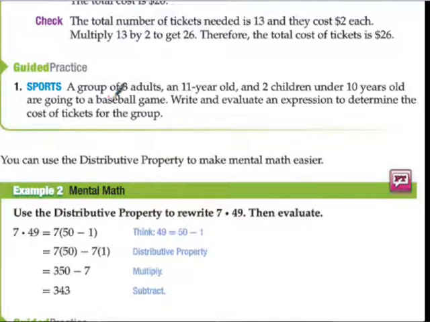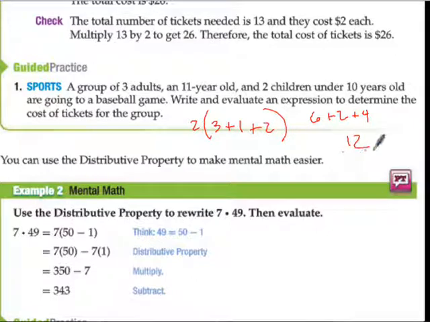All right. So if we have 3 adults, an 11-year-old, and 2 children under 10 going to a baseball game, write an expression to determine the cost of the tickets for the group. So we have 2 times 3 plus 1 plus 2. Okay? Practicing with the distributive property, we would do 2 times 3 is 6, 2 times 1 is 2, and 2 times 2 is 4, and we would get 12. You also know that 3 plus 1 is 4, and 4 plus 2 is 6, and 2 times 6 is 12. So that's how much.